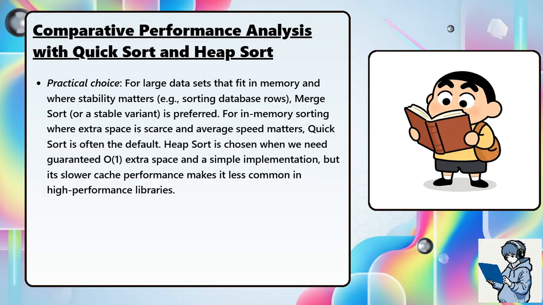Practical choice. For large data sets that fit in memory and where stability matters, for example sorting database rows, merge sort or a stable variant is preferred. For in-memory sorting where extra space is scarce and average speed matters, quicksort is often the default. Heap sort is chosen when we need guaranteed big O of 1 extra space and a simple implementation, but its slower cache performance makes it less common in high-performance libraries.